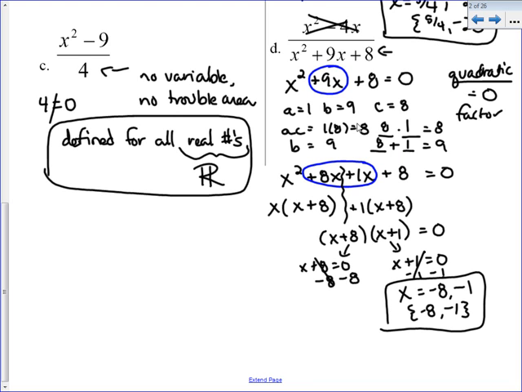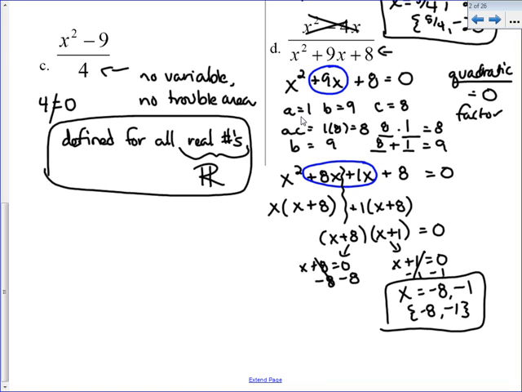Now, in this particular problem, you could skip all this work. You could just go right to x plus 8, x plus 1, since a equaled 1 up top. But that's your full AC method. You've got to do something other than the shortcut if a is not 1. That's an option. If you have another way to do it, that's fine. But that's an option.